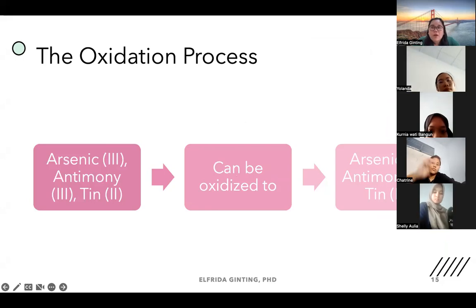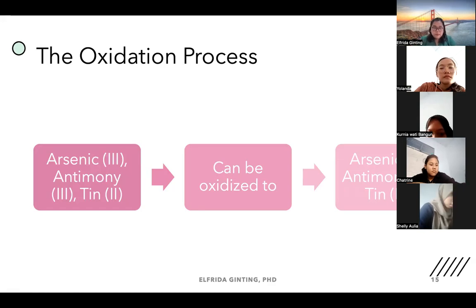Now, so let's see the oxidation process. Now, if we have arsenic 3, antimony 3, tin 2, we can oxidize it to arsenic 5, antimony 5, and tin 4. So this oxidation process, we can use it to classify the cation.